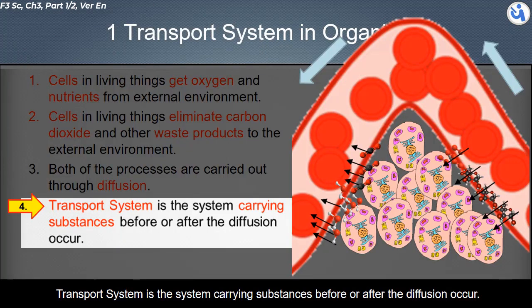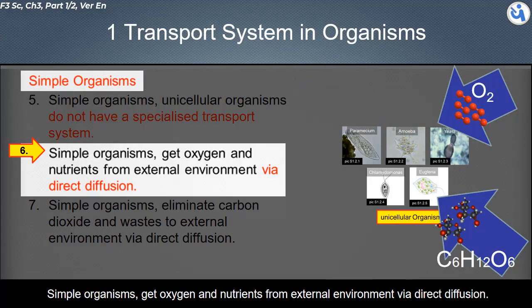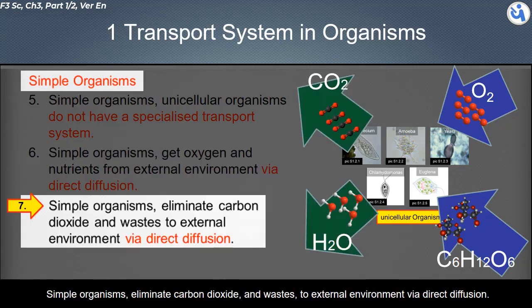Transport system is the system carrying substances before or after the diffusion occurs. Simple organisms, or we call them unicellular organisms, do not have a specialized transport system. Simple organisms get oxygen and nutrients from the external environment via direct diffusion. Simple organisms eliminate carbon dioxide and wastes to the external environment via direct diffusion.